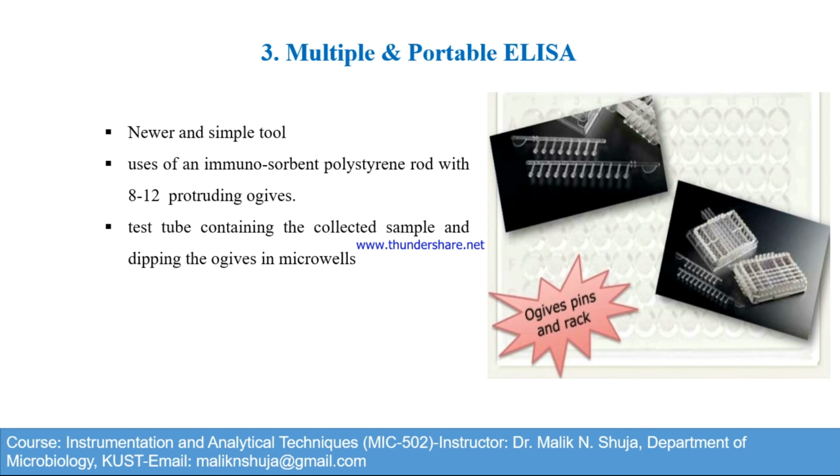Multiple and portable ELISA is a newer class or a modified version of ELISA. This tool uses a solid phase made up of an amino-sorbent polystyrene rod having 8 to 12 protruding ogives. Here we can see it may be 8 or it may be 12, and they are present in the form of a comb, in which protruding teeth are present. This is known as ogives.